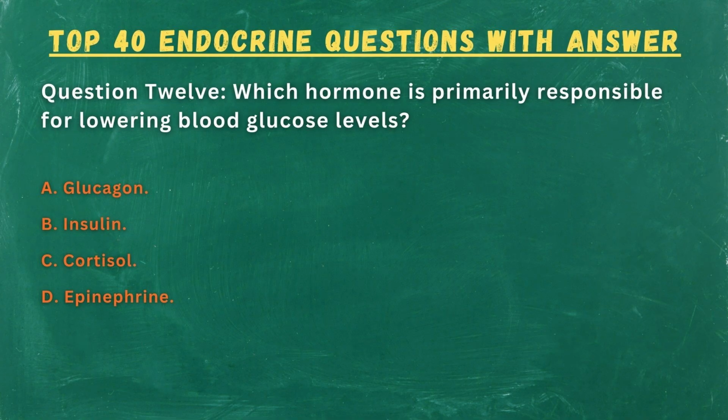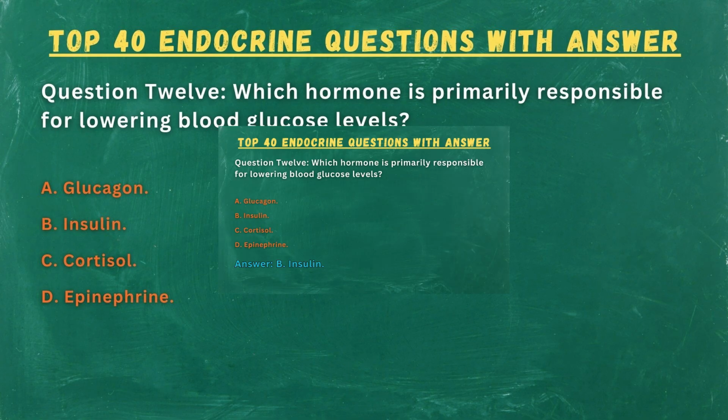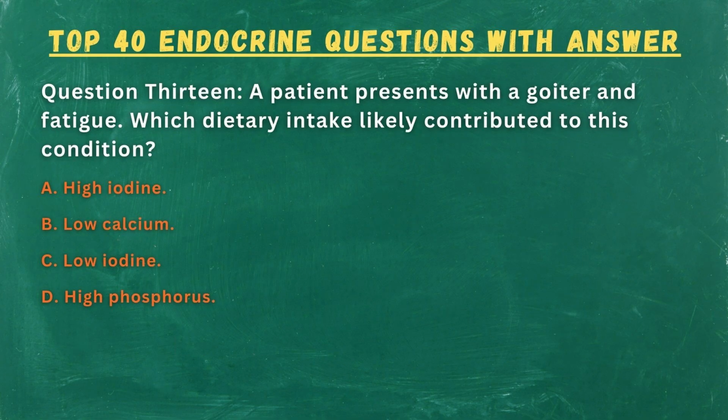Question 12. Which hormone is primarily responsible for lowering blood glucose levels? A. Glucagon. B. Insulin. C. Cortisol. D. Epinephrine. Answer: B. Insulin.